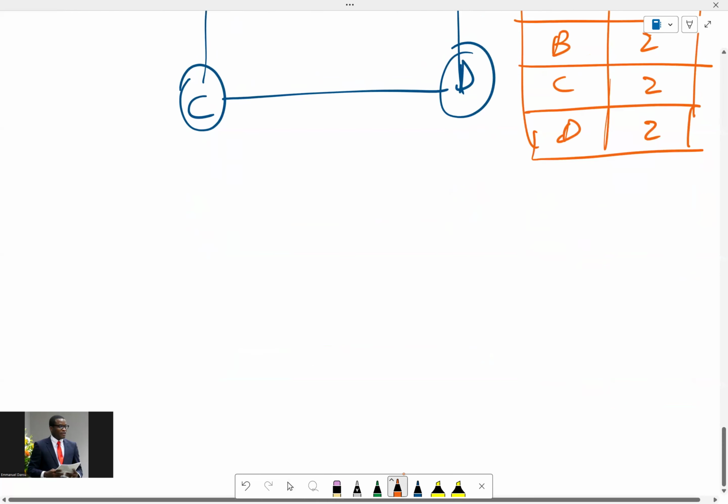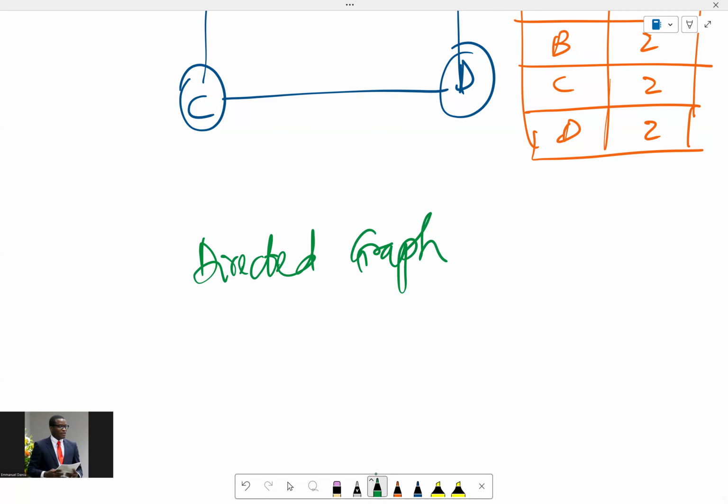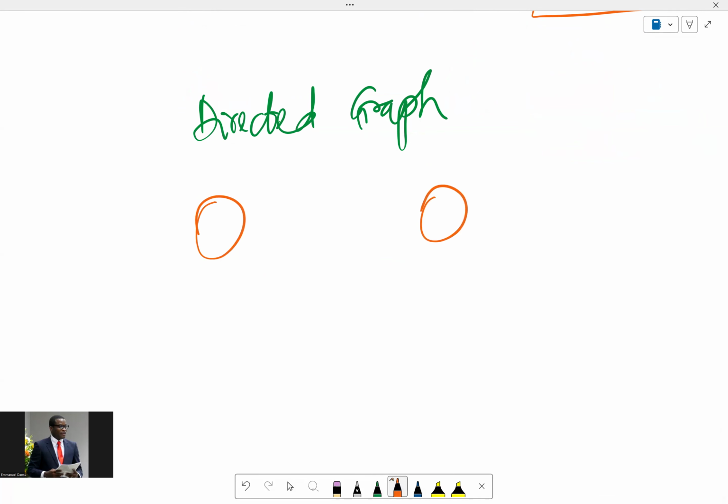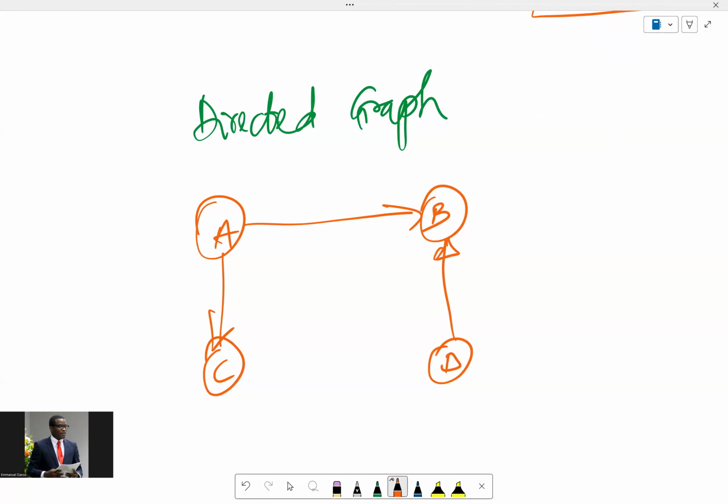Then how about when we have a directed graph? Same, I'm just going to use the same A, B, C, D. So here we have A, B, C, D, and I just drew these arrows randomly.